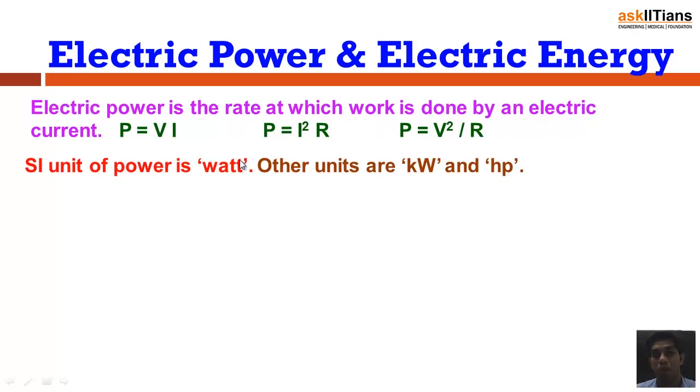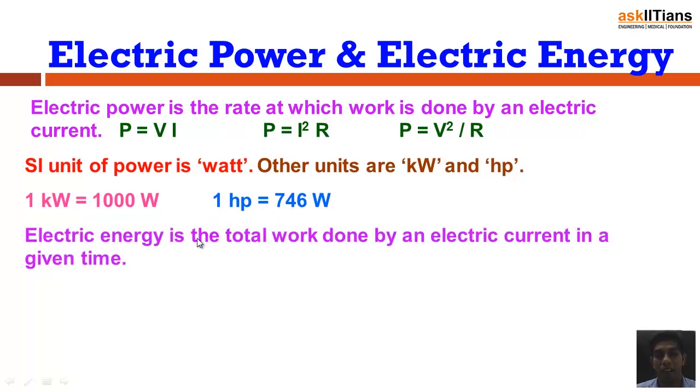So SI unit of power is obviously watt, and the other units which we use often are kilowatt and horsepower. So the relationship between the different power units is given like this, that is 1 kilowatt is equal to 1000 watt and 1 horsepower is equal to 746 watt.